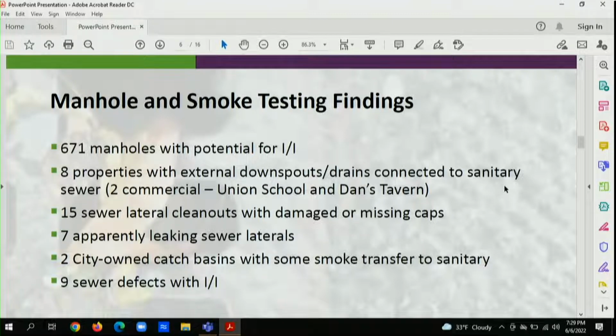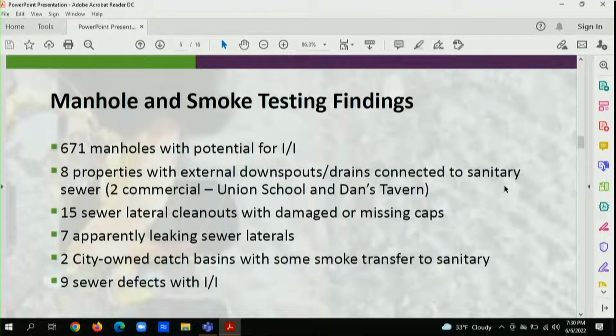A couple of those had missing caps. Laterals have a clean out that a plumber can put tools in to clean out blockages. Some of those laterals were missing caps, and if the water were to pond around that cap, it would be an inlet to the sanitary sewer system. Again, some laterals I talked about.